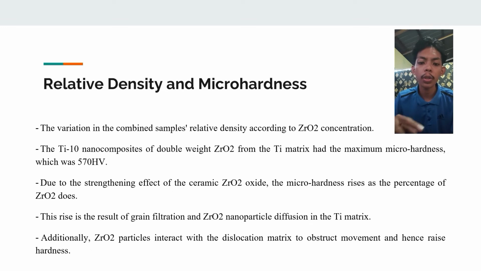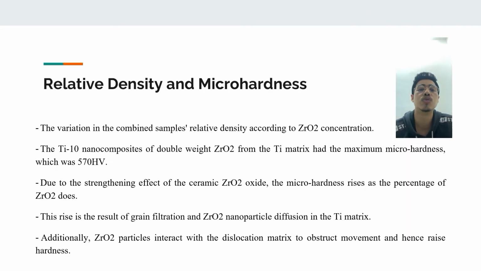For the last point, the ZrO2 particles interact with the dislocation matrix to obstruct movement and hence raise hardness. That's all for me, thank you.